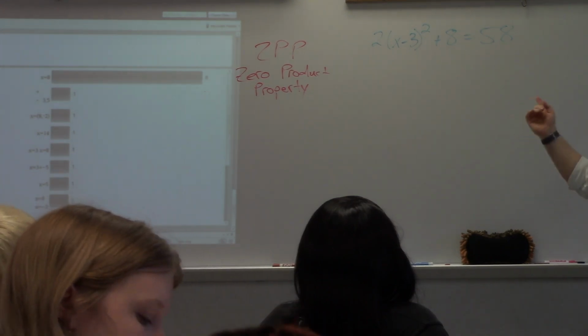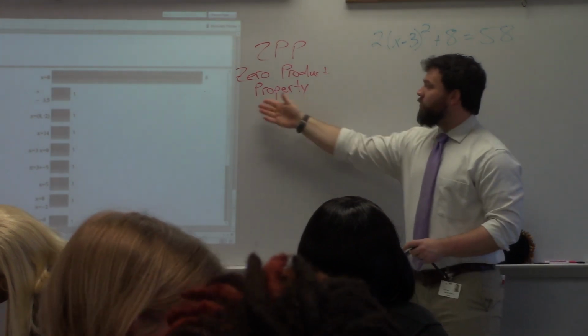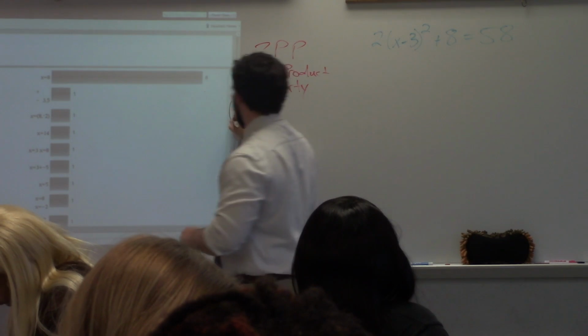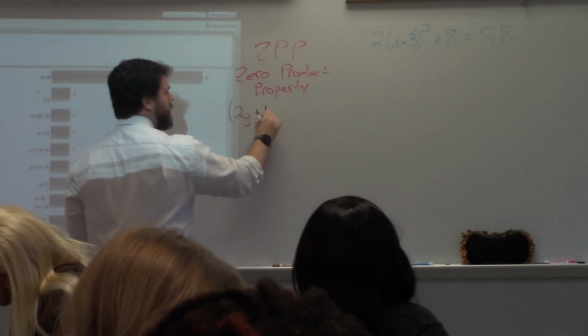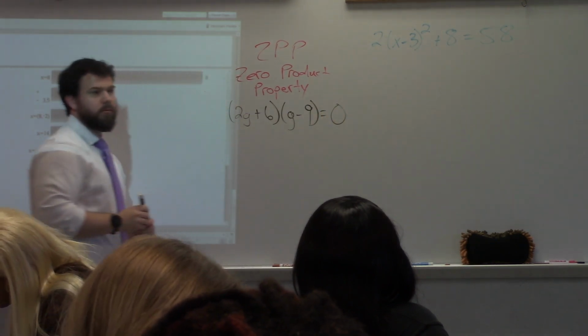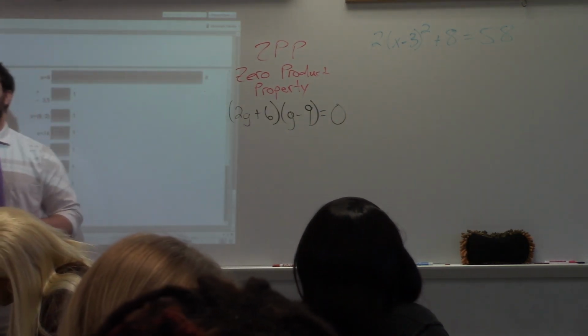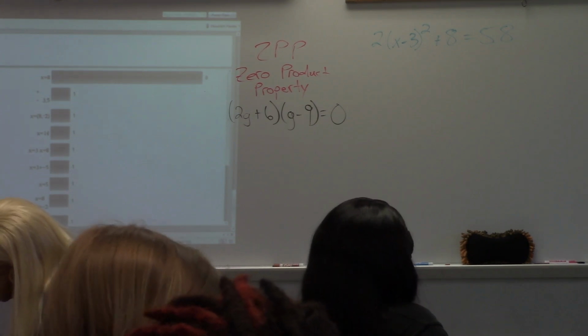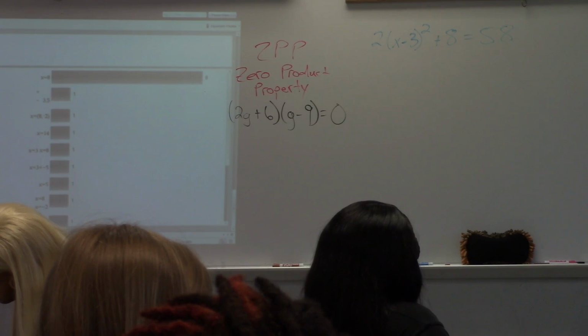Like the first thing I want to point out here is, why am I not using the zero product property for this equation? Last time we had 2g plus 6 times g minus 9 was equal to 0. We used to use the zero product property there, huh? Nothing equals 0. It's not equal to 0. There's another reason, right? So first off, it's not equal to 0. What else?